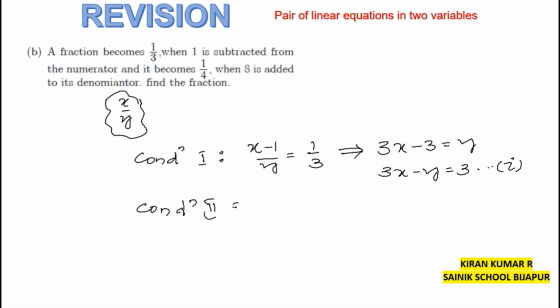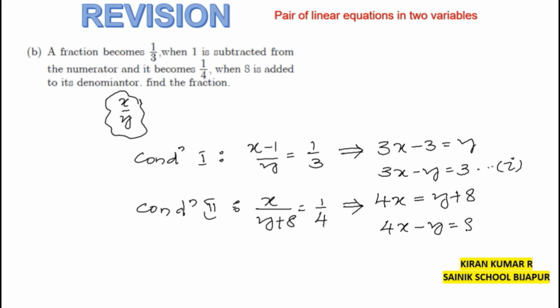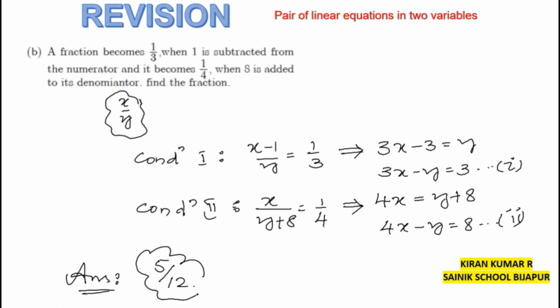Second condition is condition 2. The fraction becomes 1 by 4 when 8 is added to its denominator. So x divided by (y plus 8) will be equal to 1 upon 4. Upon cross multiplication, we get 4x equal to y plus 8. So 4x minus y will be equal to 8. These are the 2 equations: 3x minus y equal to 3, 4x minus y is equal to 8. I want you to solve these 2 equations and I'll be giving you the answer. You can cross check. The fraction obtained is 5 by 12. We'll get the value of x as 5 and the value of y as 12.